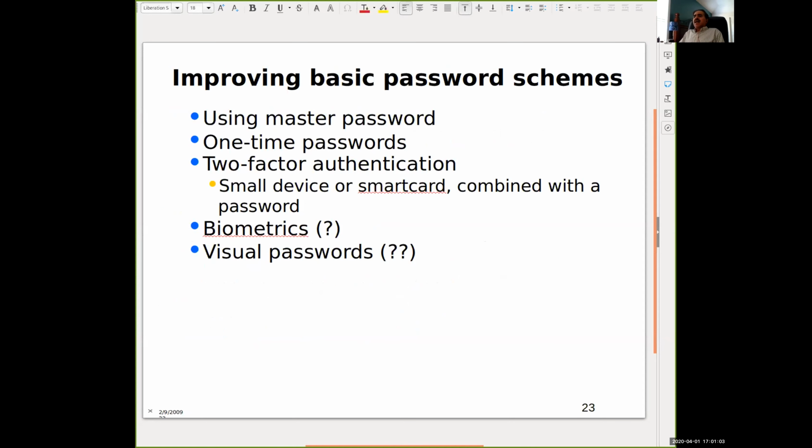Several schemes have been developed to improve this basic password scheme.